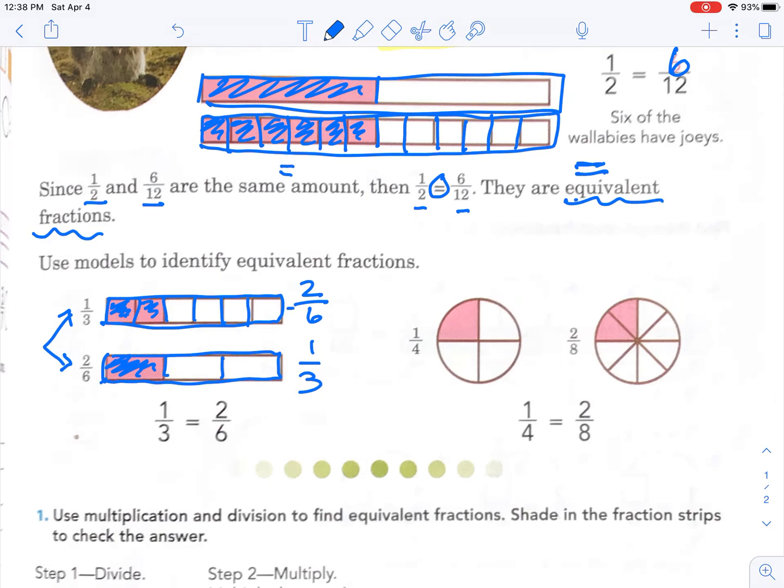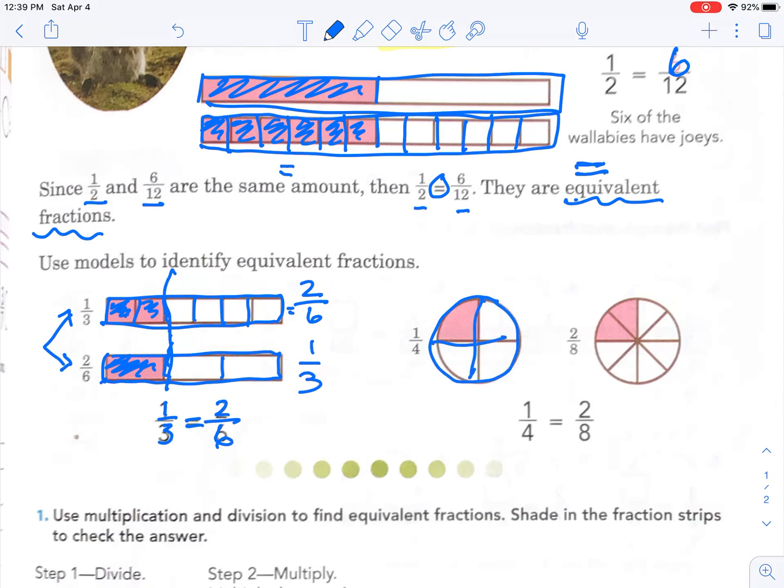Does 2/6 equal 1/3? Yes. So if we look right here, if we were to draw a line down, 2 out of 6 is the same as 1 out of 3. So 1/3 equals 2/6, or 2/6 equals 1/3. Does it matter what order we put them in? No. They're the same. So let's look at the next one.